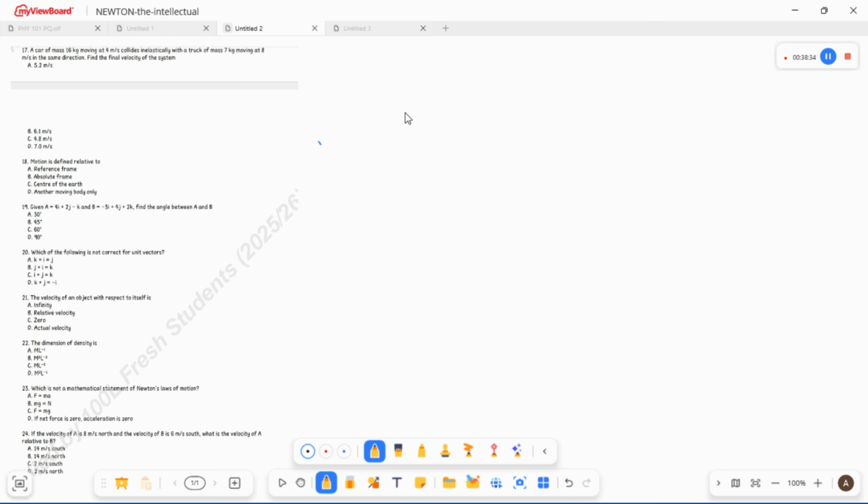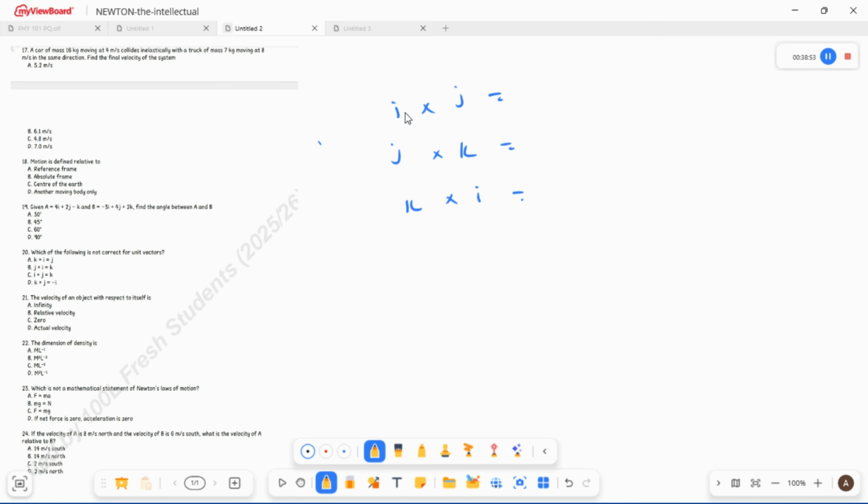Which of the following is not correct for unit vectors? Now this has to do with multiplication of the different symbols. I'll just teach you a trick. So we have here I, J, K, right? So we're going to be multiplying them. We have I times J, because we cannot have J times I now; we already have I times J. So we want to put another letter, so we'll put K, then here we'll put K times I.